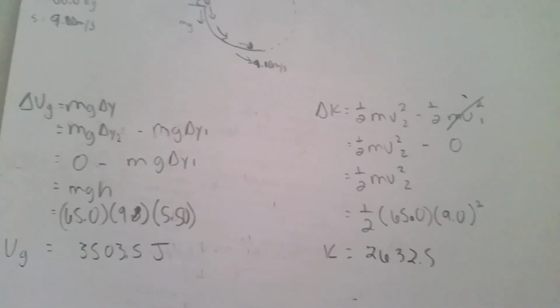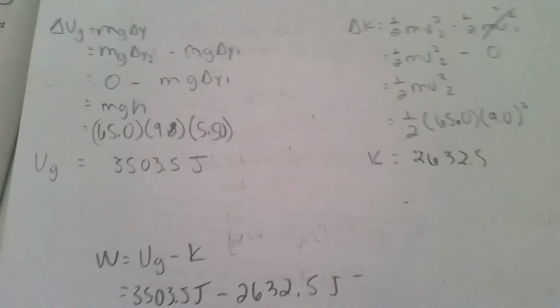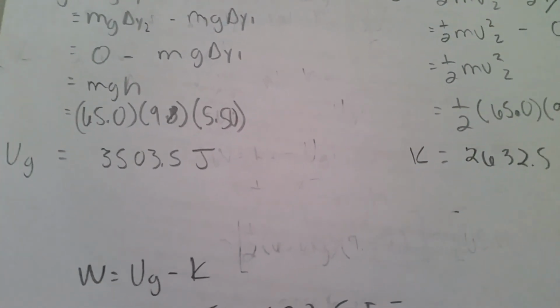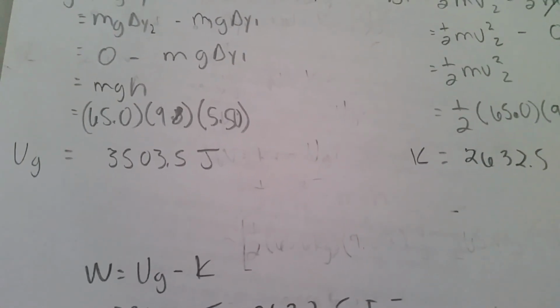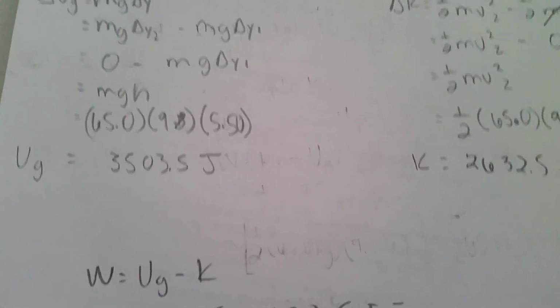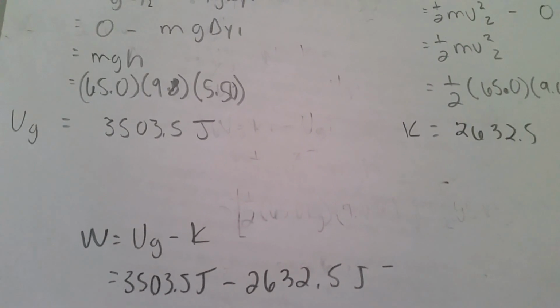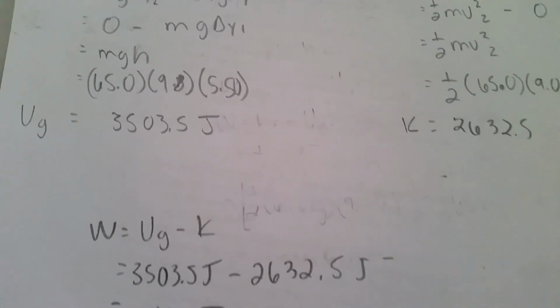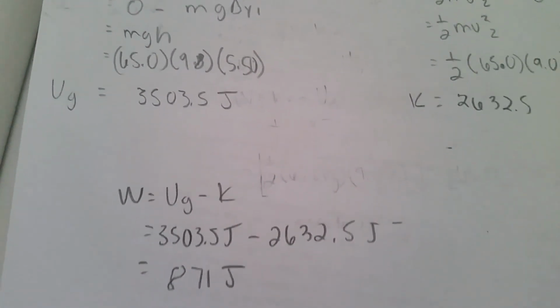2,632.5. But the question asks for the work done by friction as the skateboard goes down the ramp. Generally, all you have to do is use your work formula. So W is equal to the gravitational potential energy minus the kinetic energy that we found. And I subtract the kinetic energy from the gravitational potential energy, and it gives me 871 joules.